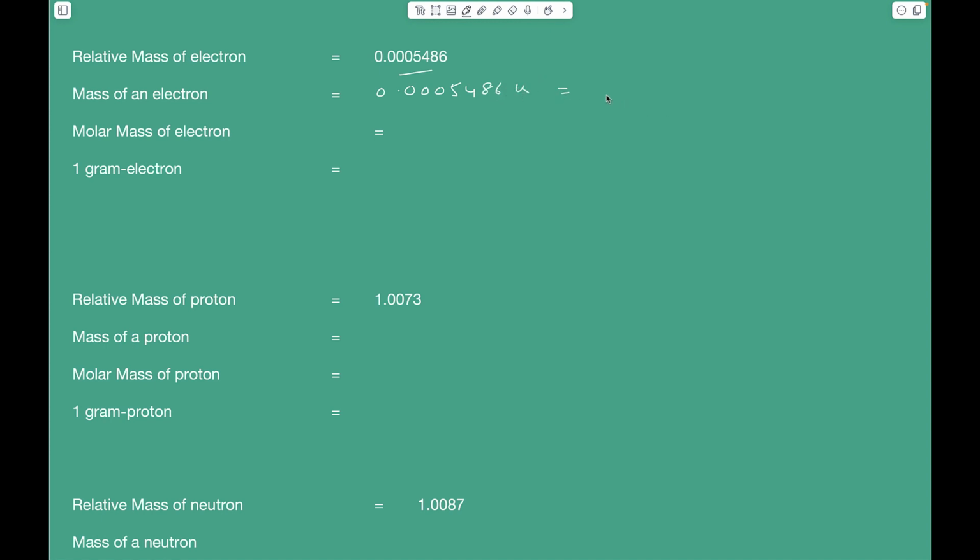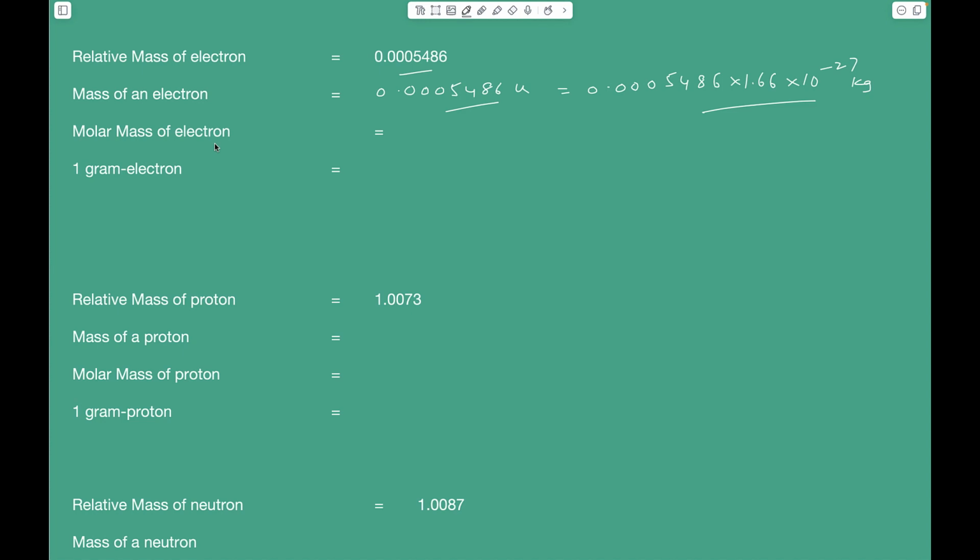And for whatever reason, if you need the mass of an electron in kilograms, you know how to do the conversion. 1 u is equal to 1.66 times 10 to the power of minus 27 kilograms. So this is the mass of an electron in kilograms, and this is in unified atomic mass units, approximately.